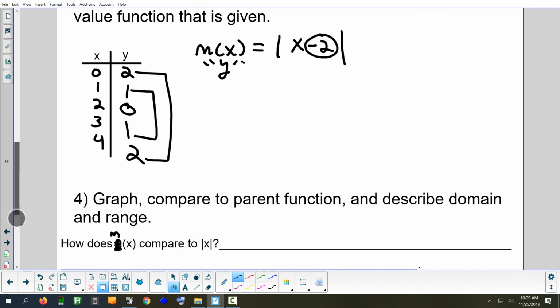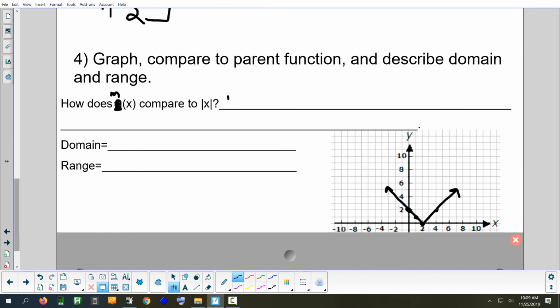Okay, so let's write that in. Move right 2. That's all you have to write there. So it's basically, what did you do? You moved right 2.